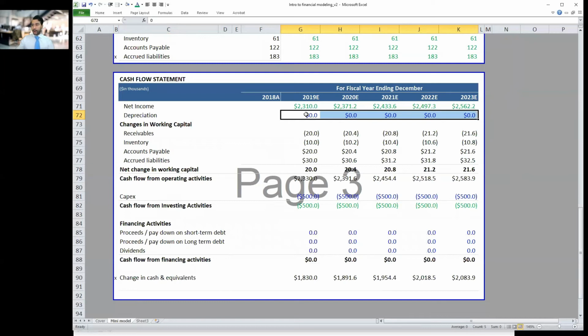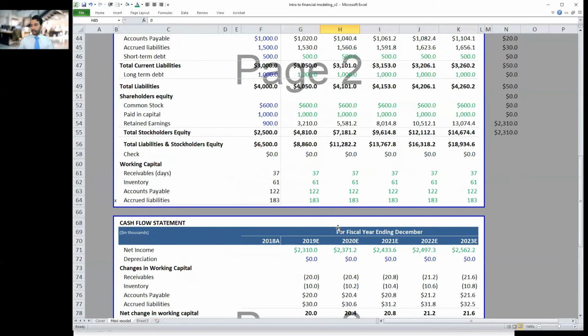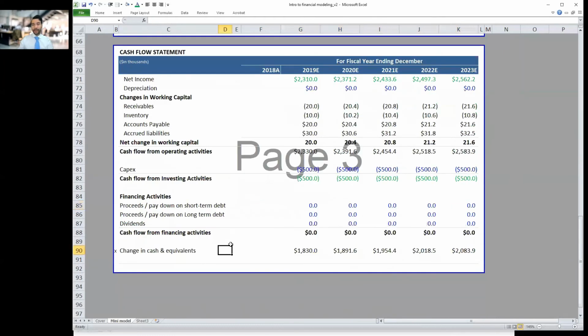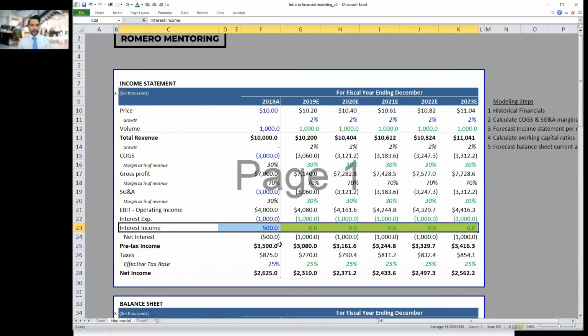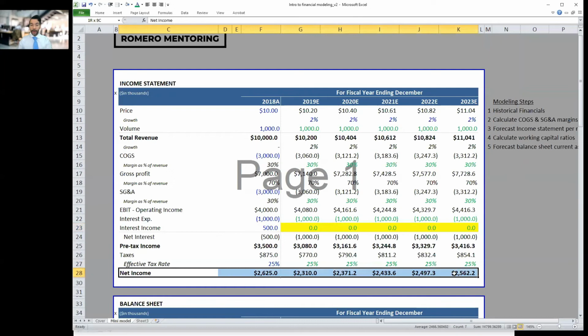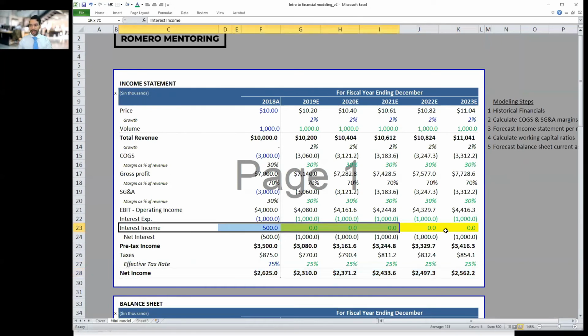All right. So as it stands right now, our model is almost complete. We need to calculate now what else is remaining? This, our interest income. Now notice that in order to calculate my net income correctly, what do we need? We need interest income. Okay. But we haven't calculated interest income.